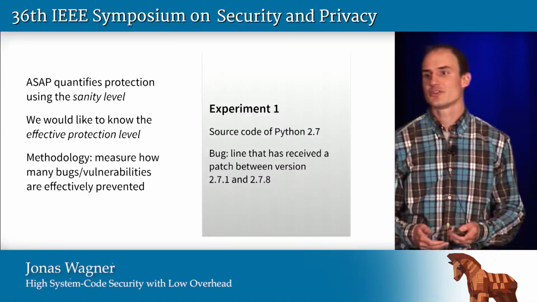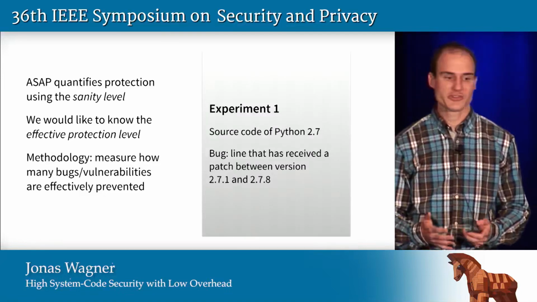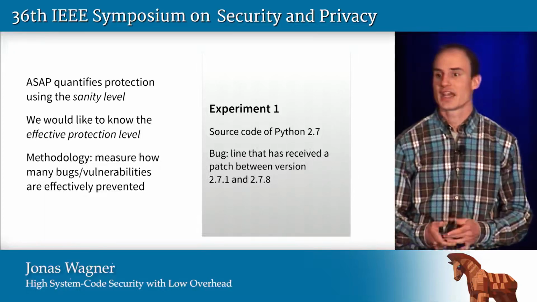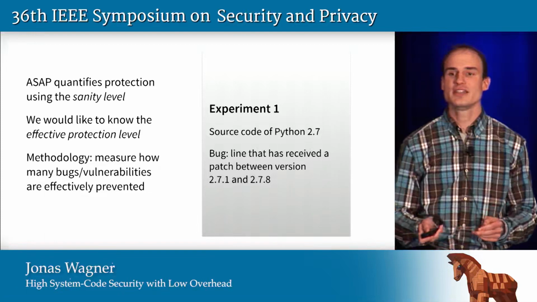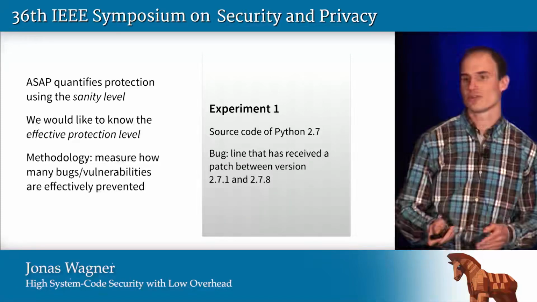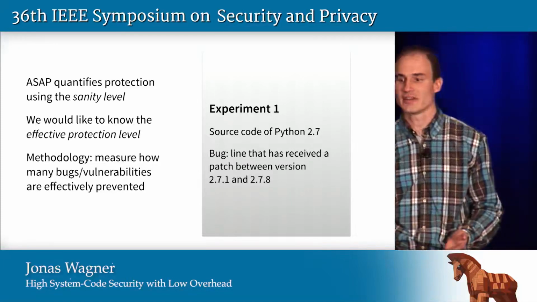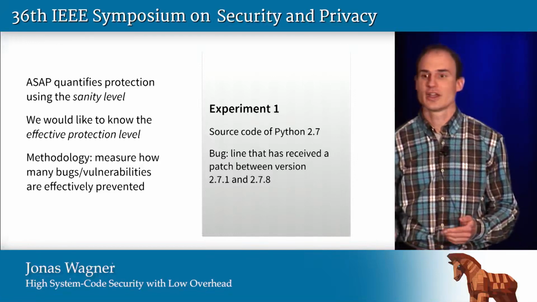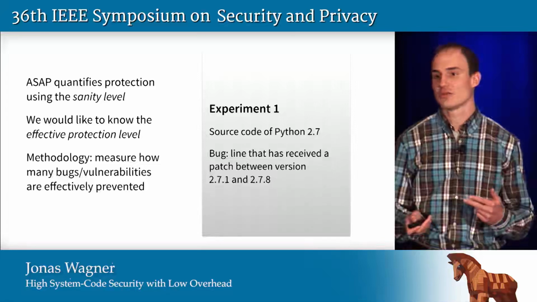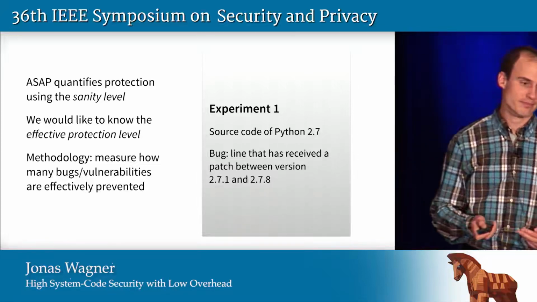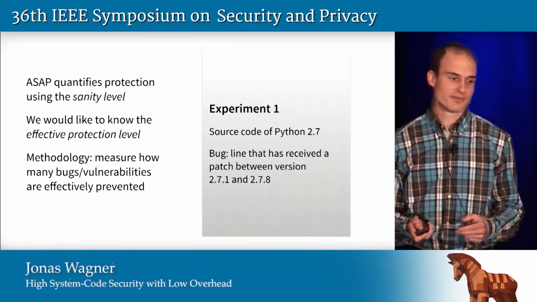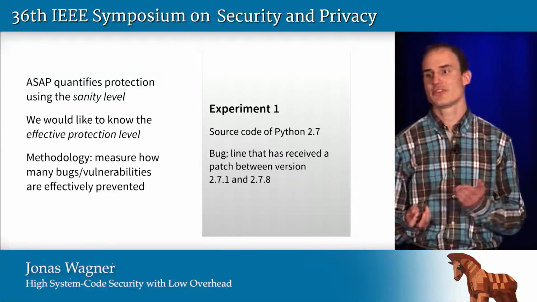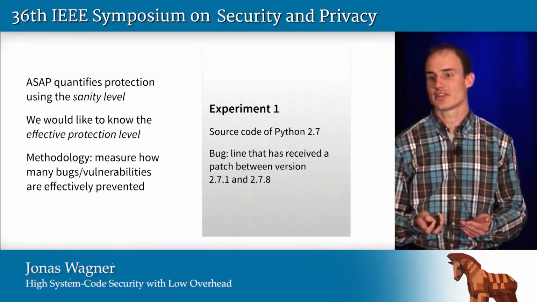In our first experiment, we looked at the source code of the Python interpreter. We defined as a bug each line of code that has changed between versions 2.7.1 and 2.7.8. So no new features have been added between these versions, and each line that changed was previously buggy. We then measure, for a given sanity level, how many of these buggy lines are protected using sanity checks.